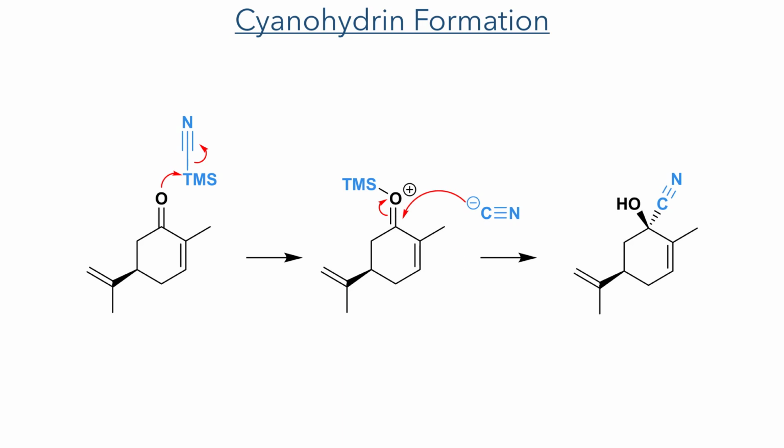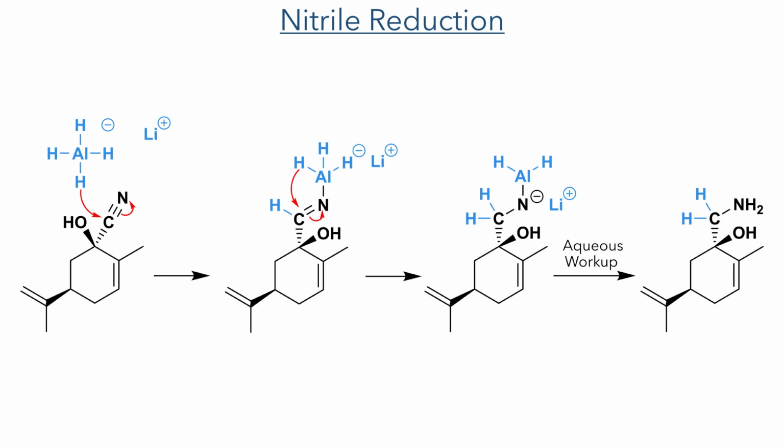The synthesis starts with R-carvone and the formation of a cyanohydrin at the ketone. TMS cyanide first reacts with the carbonyl and activates it, making it more electrophilic. The cyanide then adds to the hard electrophilic site to form the cyanohydrin instead of undergoing conjugate addition at the beta position. This nitrile was then reduced to an amine using LiAlH4.